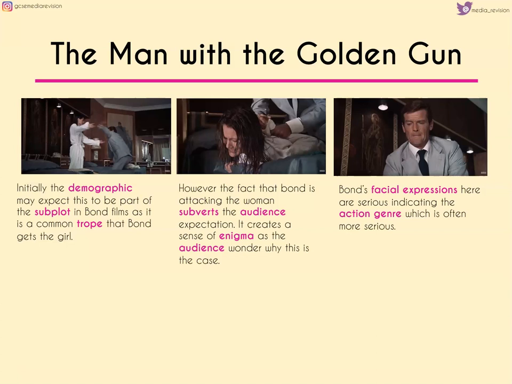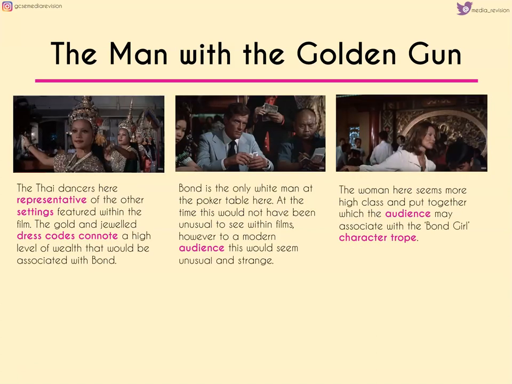Now his facial expressions here are very serious, and this is something that we would associate with the action genre because normally there's more serious narratives and storylines happening. We then move to see Thai dancers who are representative of the different settings featured within the film. We also have gold and very jewelled dress codes, which again connote this very high level of wealth that we would normally associate with James Bond.